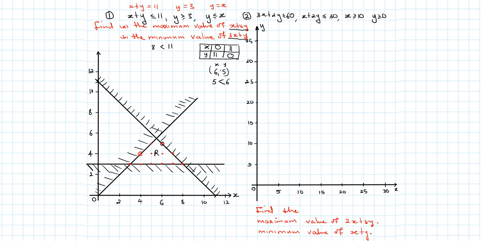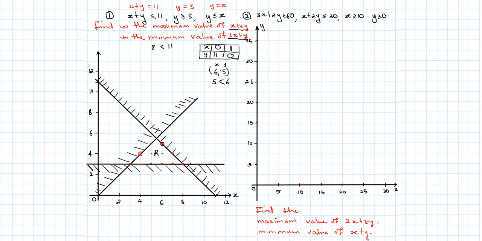I'm more inclined to think that the maximum should be probably (6, 5). What about 7? That's (7, 4). (7, 4) will be 7 plus 16, which is 23, right? And then (6, 5) will be 6 plus 20, which is 26. So I'm thinking the highest point is this one. But the good thing is there are just 12 points.